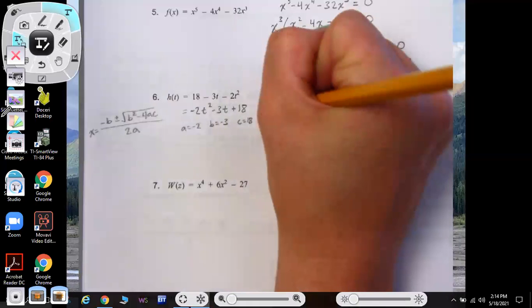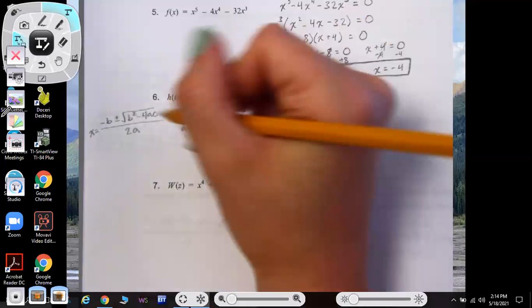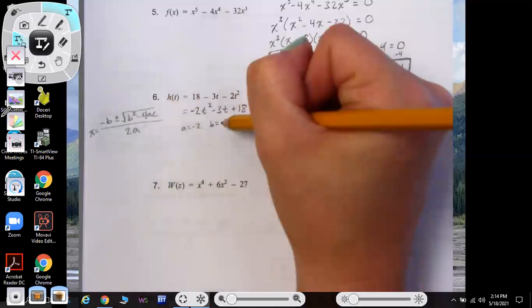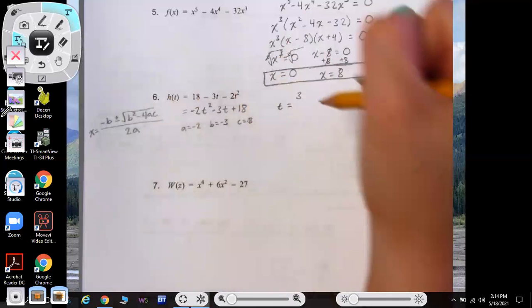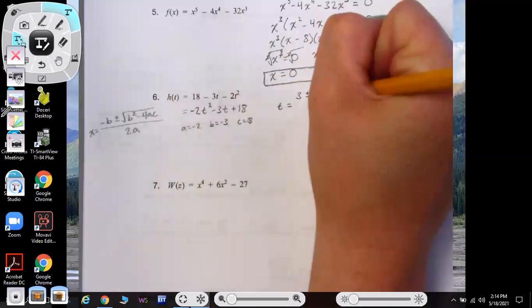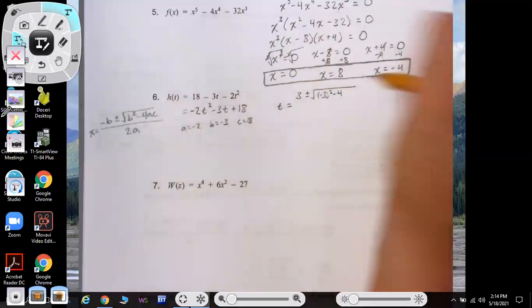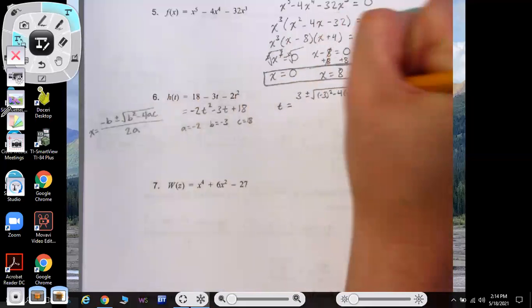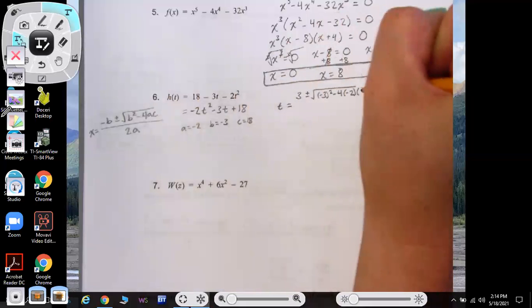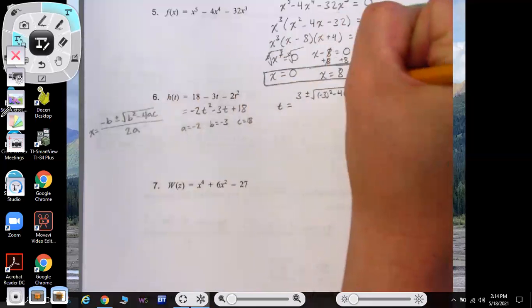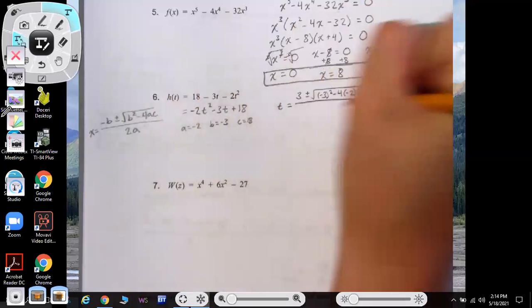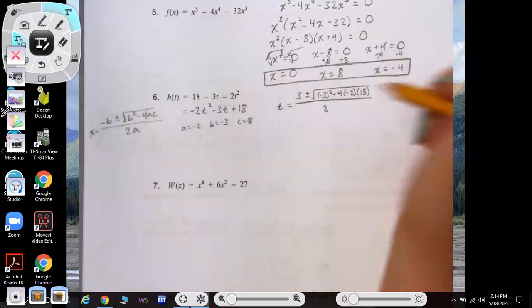We get t equals the opposite of b, so instead of negative 3, we've got positive 3, plus or minus the square root of b squared, so negative 3 squared, minus 4 times a, which is negative 2, times c, which is 18. All of that is over 2a, so 2 times negative 2.